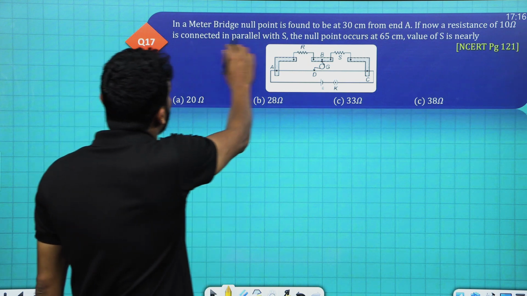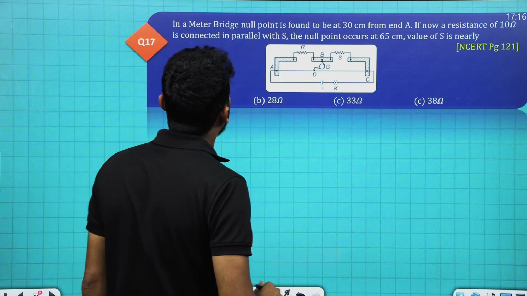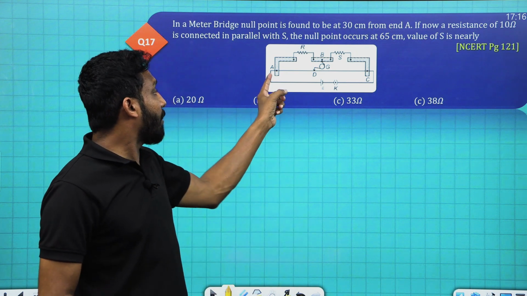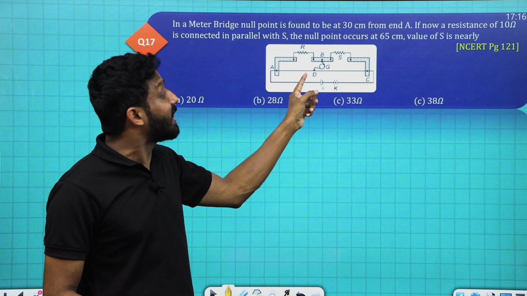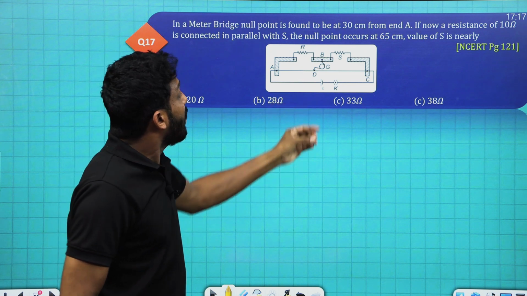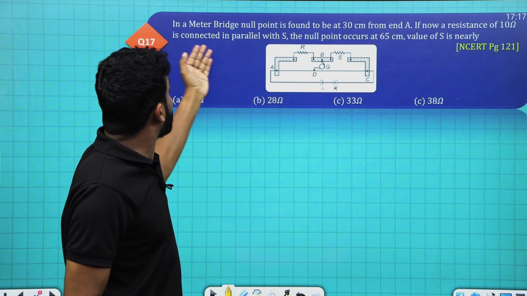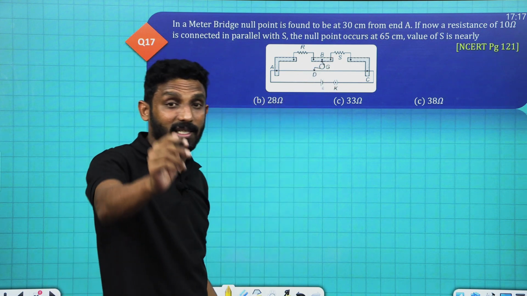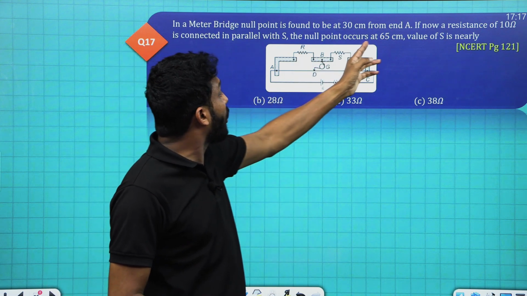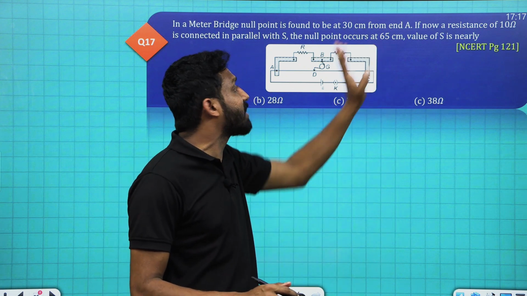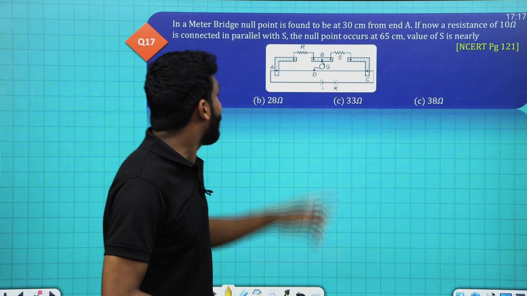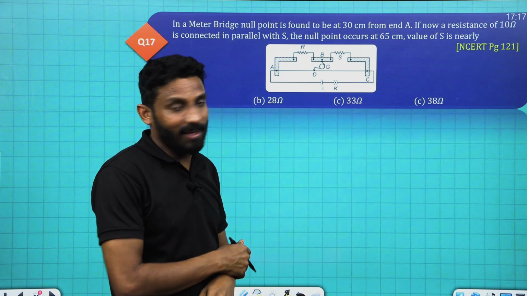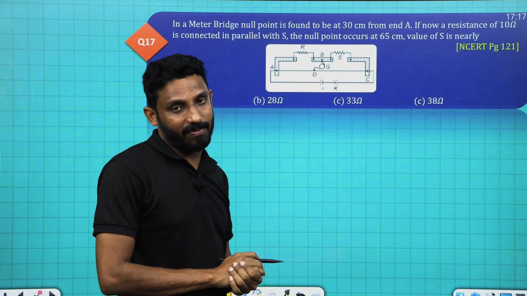In a meter bridge, null point is found to be at 30 centimeter from end A. From end A, the null point is at 30 centimeter. If now a resistance of 10 ohm is connected in parallel with S, here in parallel with S we are connecting 10 ohm, the null point occurs at 65 centimeter from end A. Value of S is nearly, then what will be the value of S?